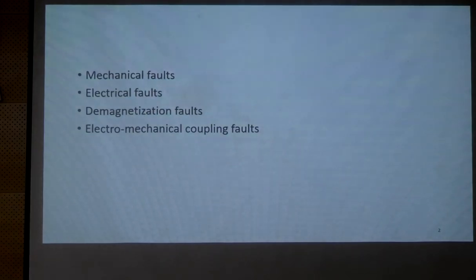So we have widely mechanical faults, electrical faults, demagnetization faults, electromechanical coupling faults. So we will try to focus on mechanical faults like eccentricity faults, bearing problems. Those aspects will come in mechanical faults.